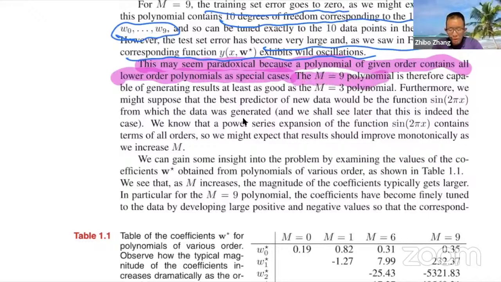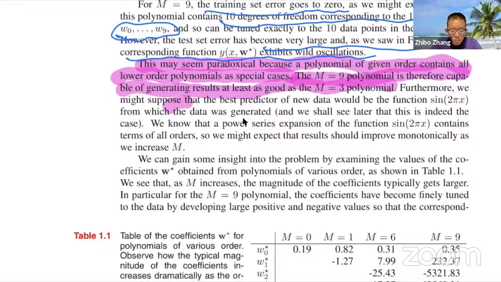An M equals 9 polynomial is therefore capable of generating results at least as good as an M equals 3 polynomial. So basically, you can think about it that way, right? Our intuition tells us that M equals 9 is at least as capable as the M equals 3 polynomial. So in our impression, it should perform better, right? But it's actually not.